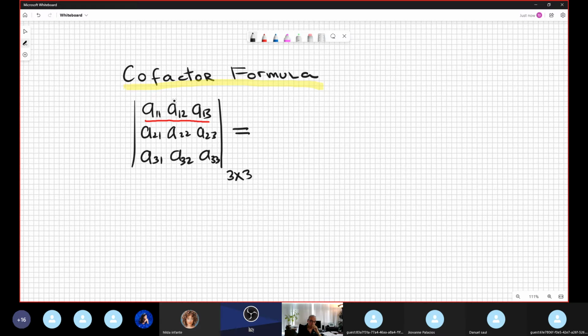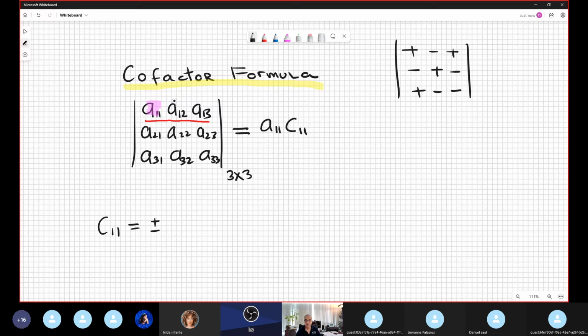And to expand, you start with the first entry, and you copy A11 multiplied by cofactor 1. Who is the cofactor 1? The cofactor formula is plus or minus, depending on the position. There are many ways to memorize this: plus, minus, plus, minus, plus, minus, plus, minus, plus. So we are doing this guy, no? And this guy positive.